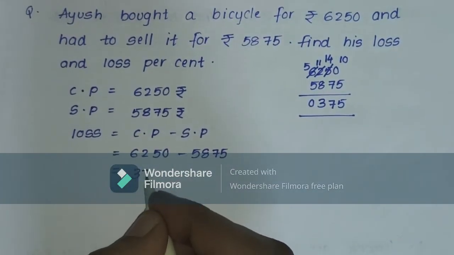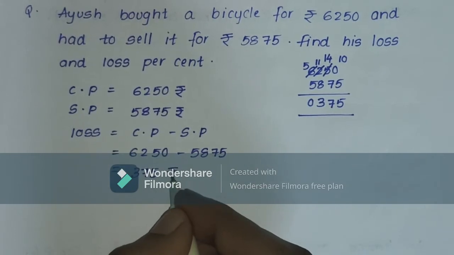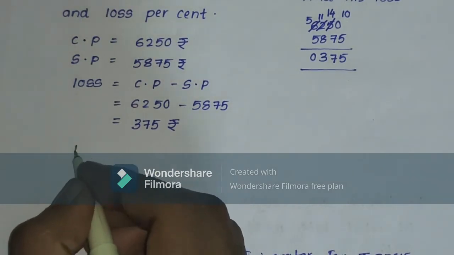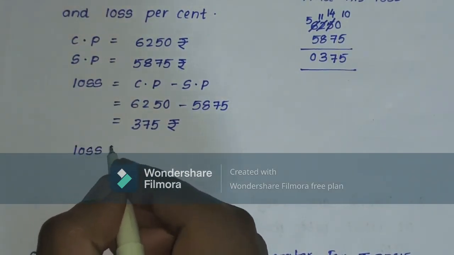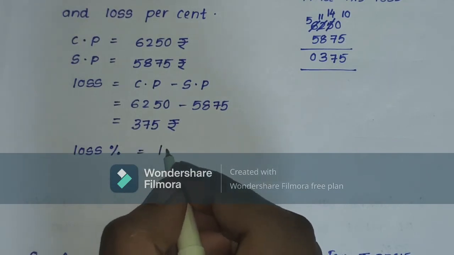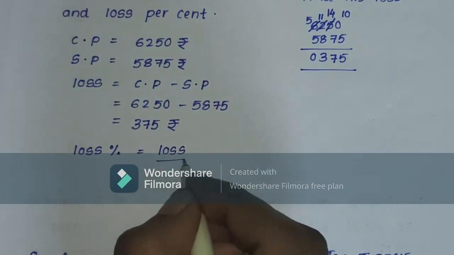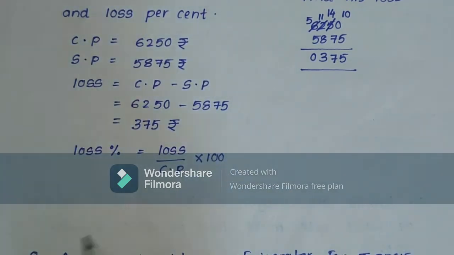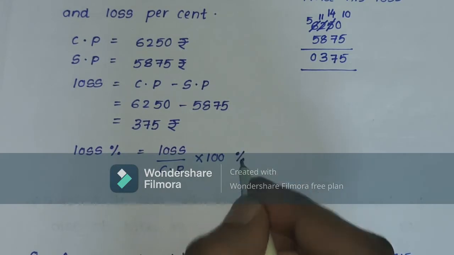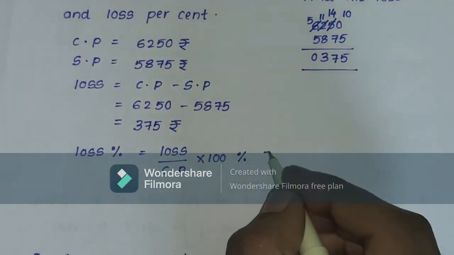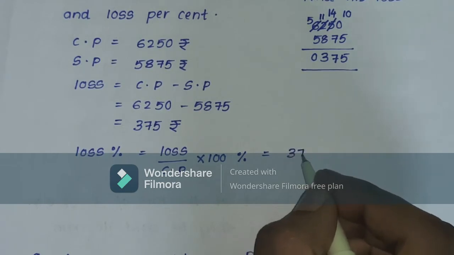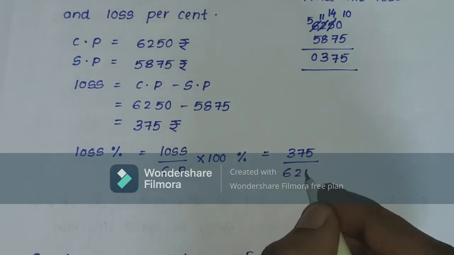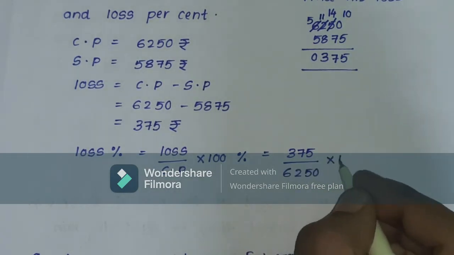So you write down student, 375 rupees is a loss amount. So now student, it is very easy to find loss percent. What is the formula for the loss percent student? Loss amount upon CP, that is cost price, into 100. And your answer will be in percent. Right student? So let us solve this. Loss amount is 375 and the CP amount is 6250 multiplied by 100.